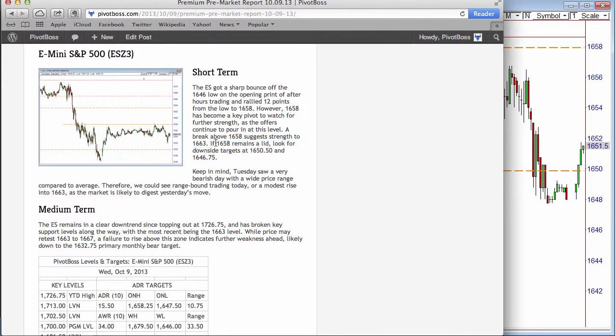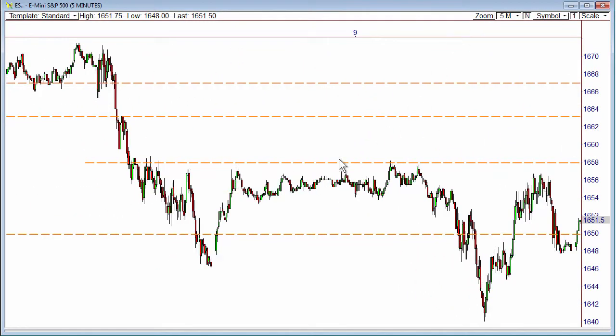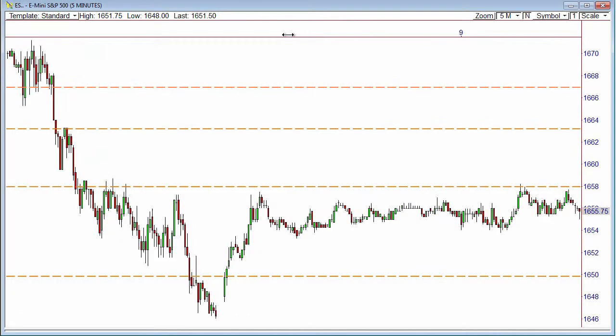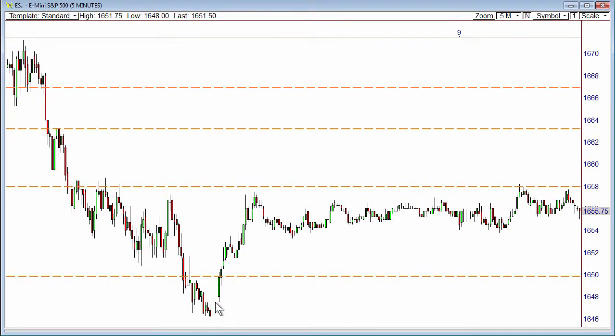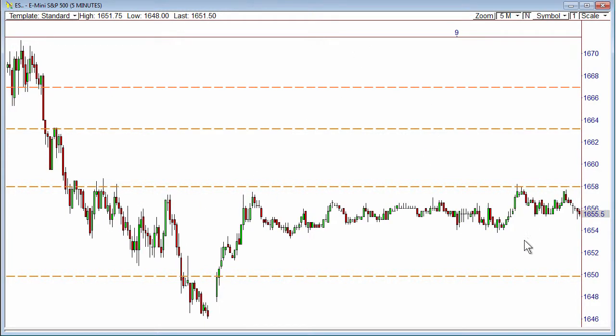So again, 58 is the key pivot. If we look at this chart here, this is what I'm looking at pre-market. I'm looking at this picture right here. I mentioned 46 and a big 12-point rally to 58. 58 had been a lid the prior day, and it remained so throughout the day here. And I say, okay, here's 58. Watch 58. If we can't get above 58, we're likely headed down to 16.50, followed by 46.75.